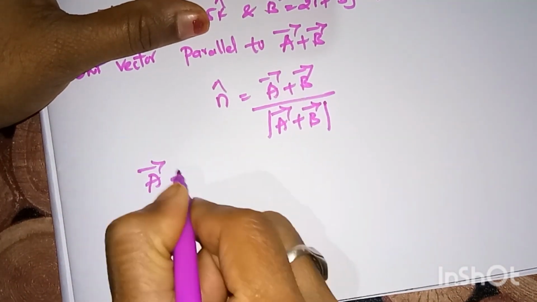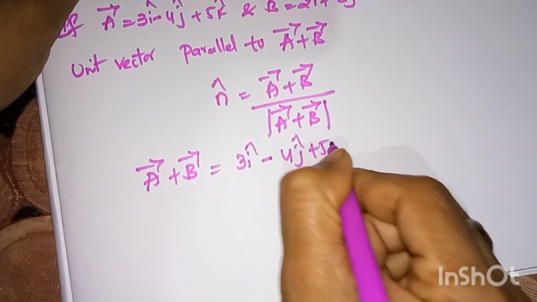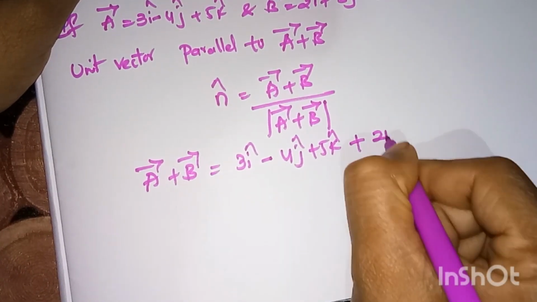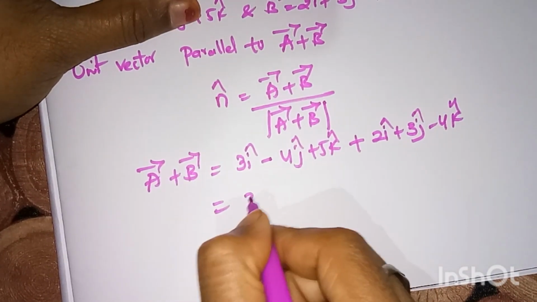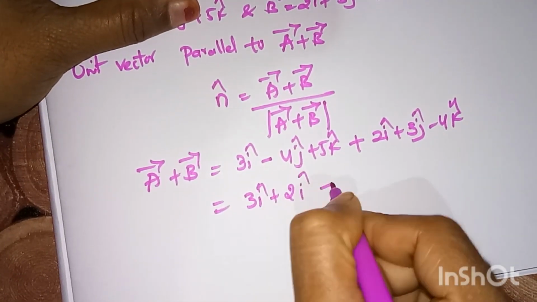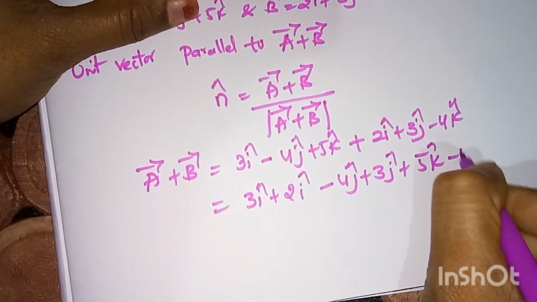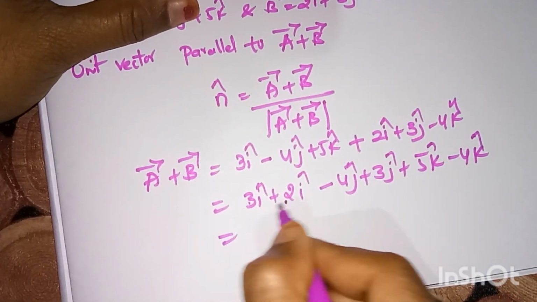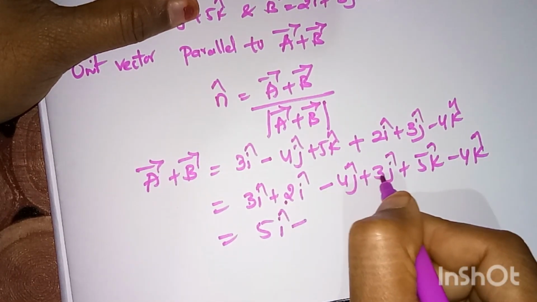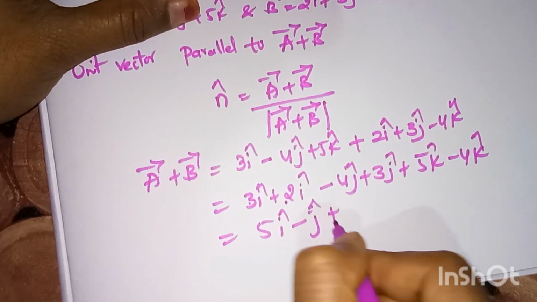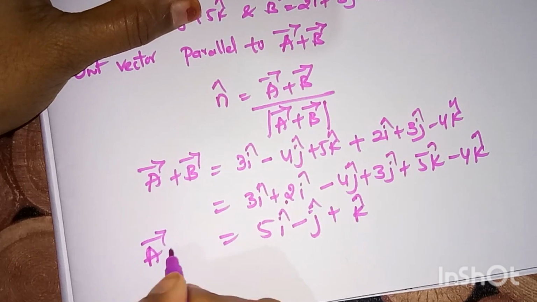So A bar plus B bar: what is A bar? 3i cap minus 4j cap plus 5k cap plus 2i cap plus 3j cap minus 4k cap. So 3i cap plus 2i cap, minus 4j cap plus 3j cap, plus 5k cap minus 4k cap. Since i cap is common, 3 plus 2 is 5i cap; minus 4j cap plus 3j cap is minus j cap; 5k cap minus 4k cap is 1k cap. So this is A bar plus B bar.